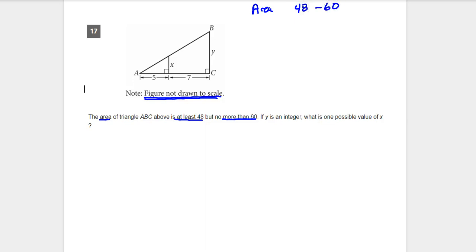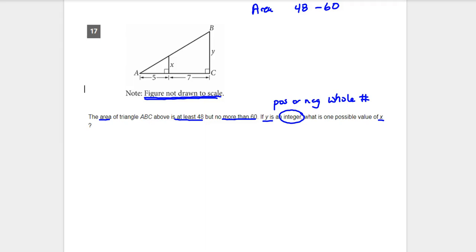And then it says if y is an integer. So remember, an integer is either a positive or a negative whole number, aka no fractions, no decimals. What is one possible value of x? They didn't say anything about x. They just said y has to be an integer. They didn't say that x had to be an integer, so x might end up being a fraction or a decimal. All right, so I have those clues.